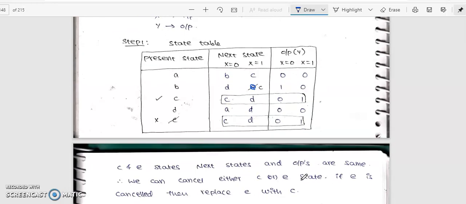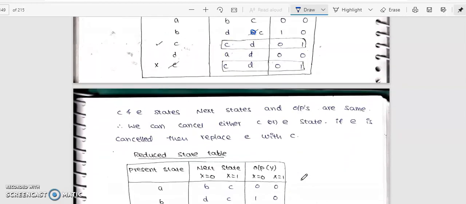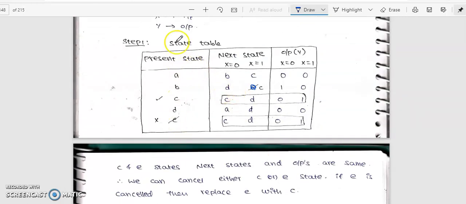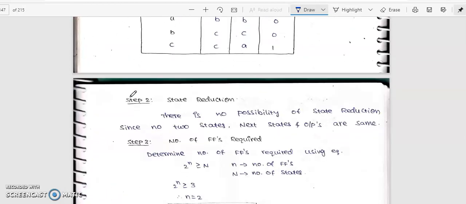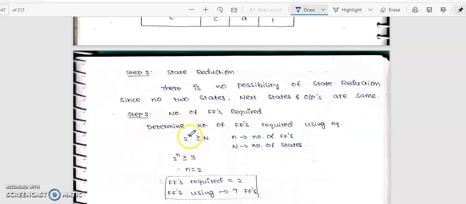Okay. So after drawing the state diagram, you have to check. Step 3 is to check for state reduction. Is there any chance to reduce the states? Here there are 5 states. If you have 5 states, you require 3 flip-flops. There is a relation, which I showed you in the last video: 2 to the power n must be greater than or equal to the number of states. If the number of states is 5, then the number of flip-flops has to be 3.